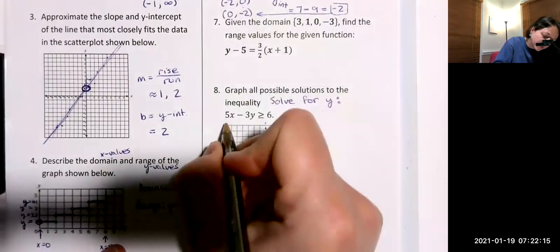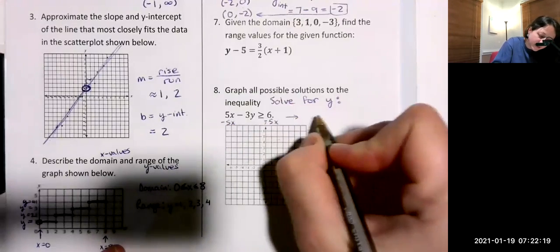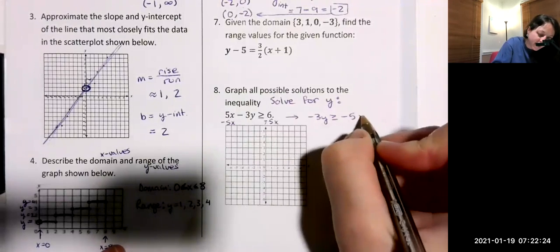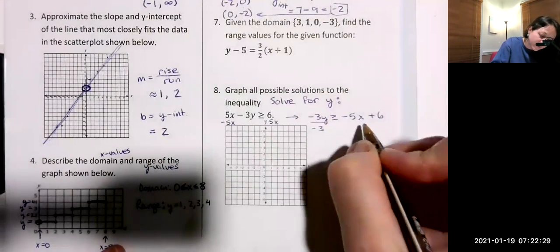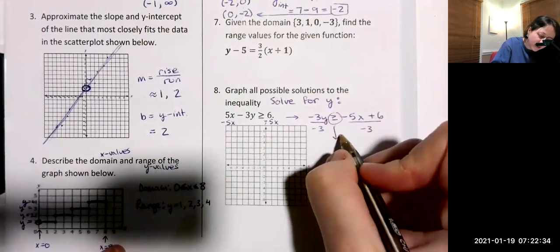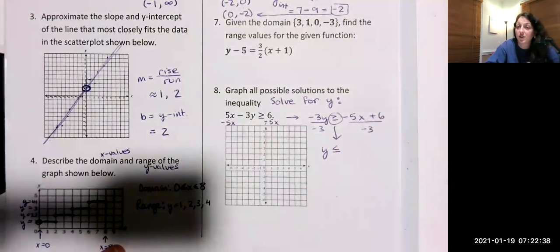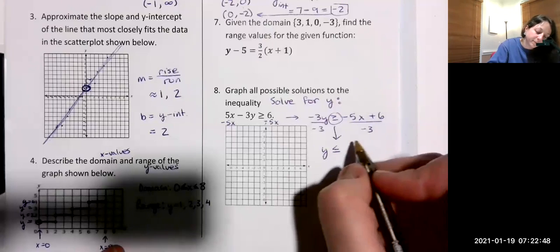So I'm going to subtract 5x first. And that gets me -3y is greater than or equal to -5x plus 6. And then I'm going to divide the -3. Now, anytime you multiply or divide by a negative number, if you have an inequality, you must change the direction of your sign. That's why I circled and flipped that greater than or equal to sign, so that it is now y is less than or equal to.